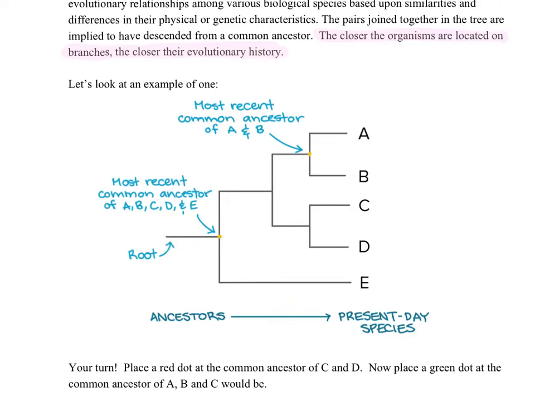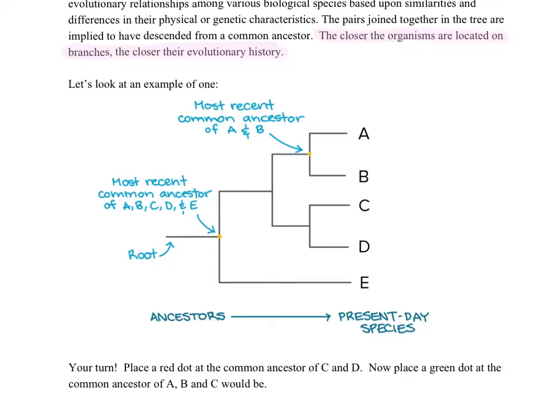And typically when you see these, we go from oldest species, the ancestors, to present day species. So in this particular case, our timeline is moving from left to right, with the oldest being on this end and the more recent organisms being on this end.